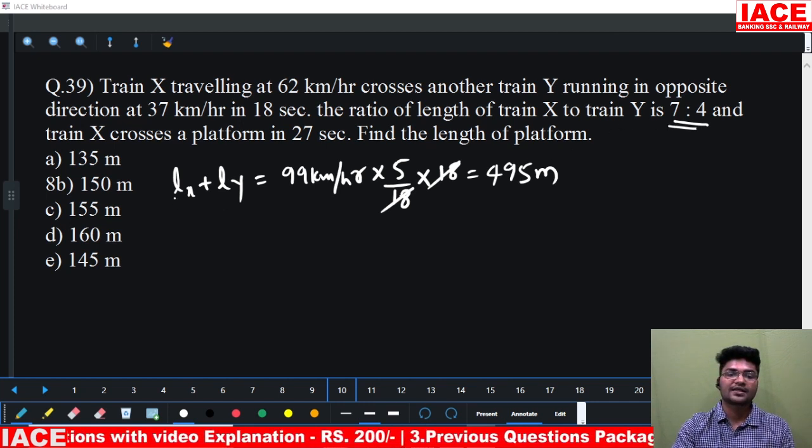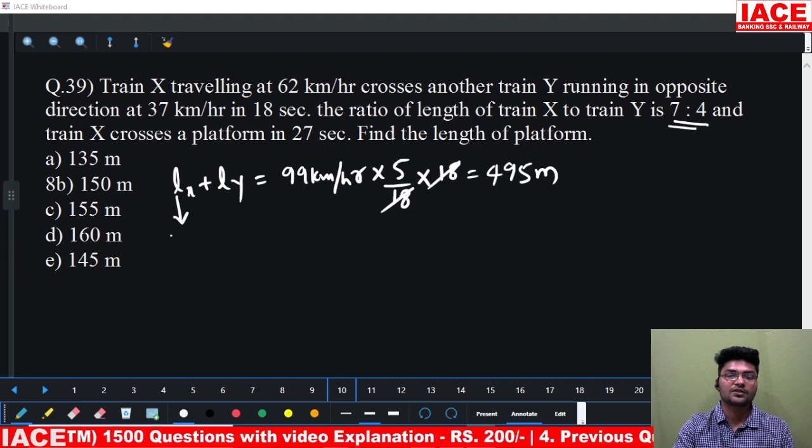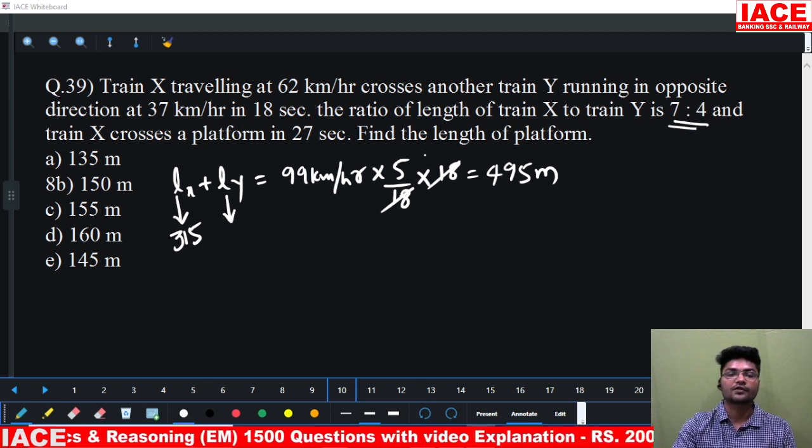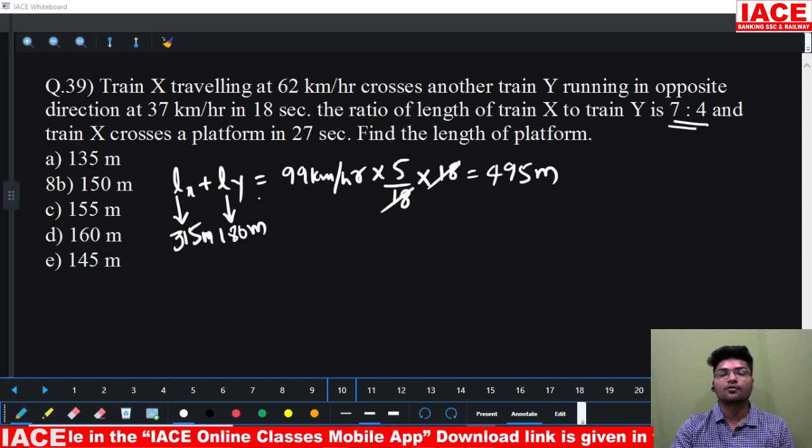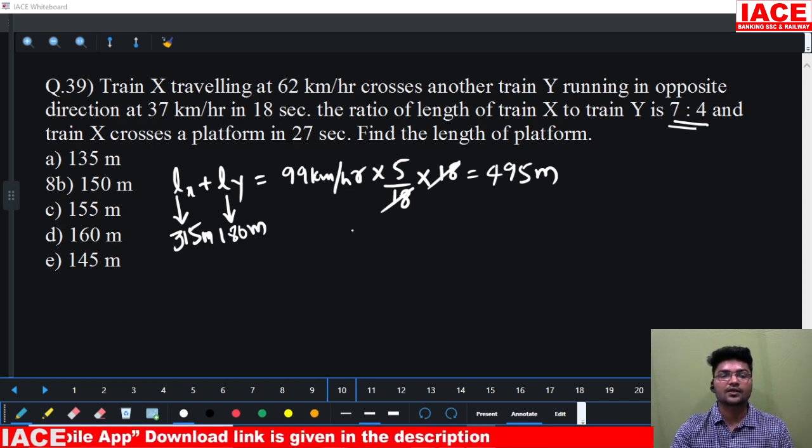One part is 45, so for train X, 7 parts will be 7 into 45, which is 315. Length of the second train, 4 parts, 4 into 45, means 180 meters. Now, once the lengths of train X and train Y are calculated, the question says train X is crossing a platform.